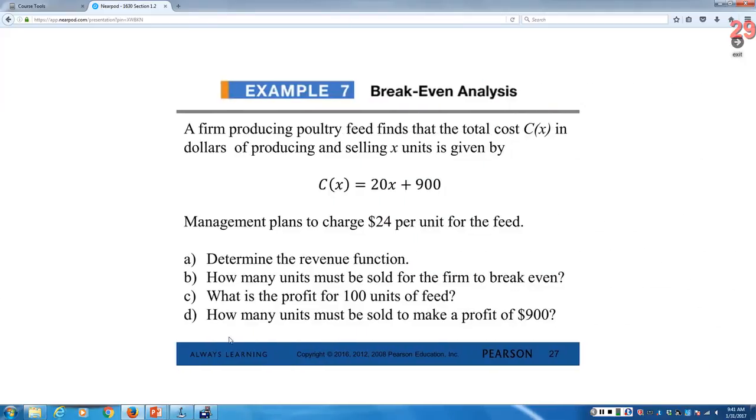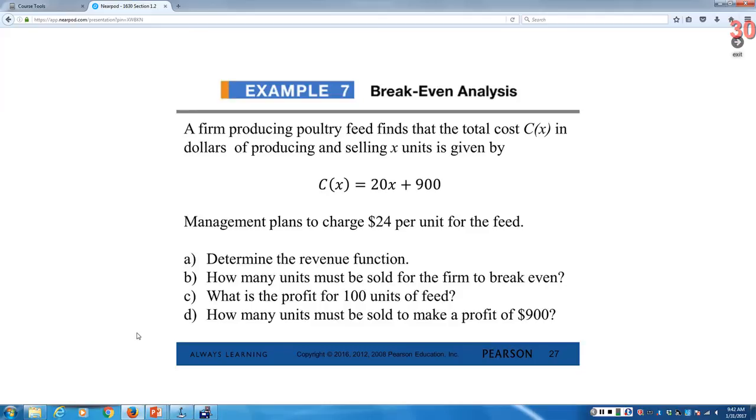So here's an example of break-even analysis. You have a firm that's producing poultry feed, and they find that their total cost in dollars of producing and selling x units of this feed is 20x plus 900. So it costs them $20 per unit plus a flat cost of 900. And they plan to charge $24 a unit for the feed.